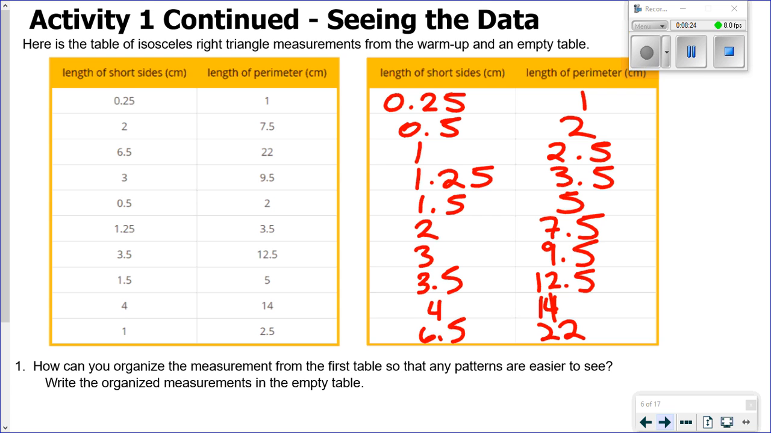So question 2 asks, for each of the following lengths, estimate the perimeter of an isosceles right triangle whose short sides have that length. Explain your reasoning for each triangle.